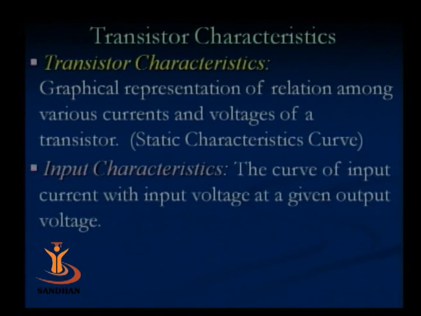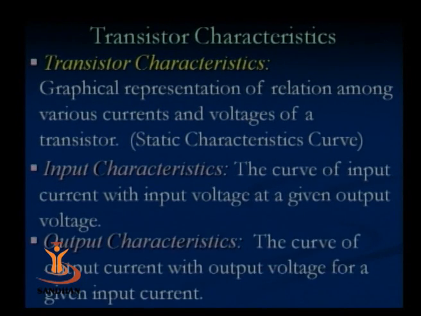Okay, now since we have two junctions, input and output, or we can say two sections, an input section and an output section of the circuit when the transistor is operated, we label two types of characteristics. One, the input characteristics. What is that? The input characteristics is nothing but the curve of input current with the input voltage when we keep the output voltage constant. It is very easy to remember: input current and input voltage when output voltage is constant. The graph of this we call the input characteristics.